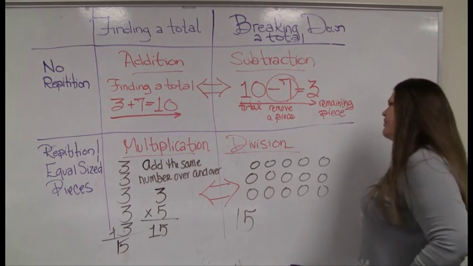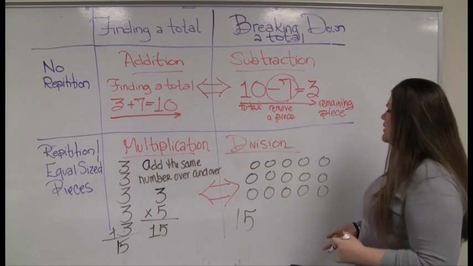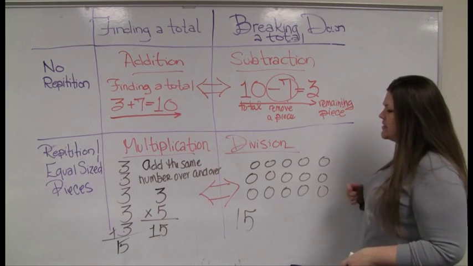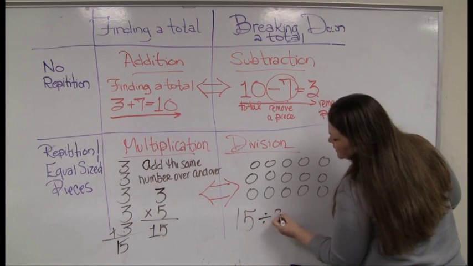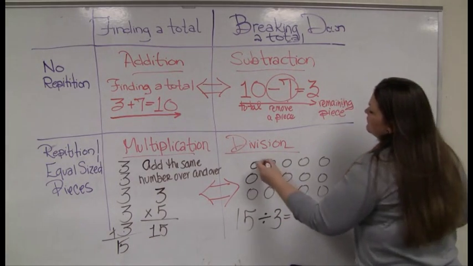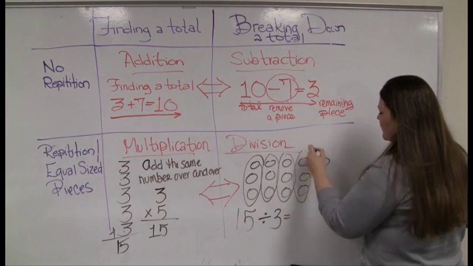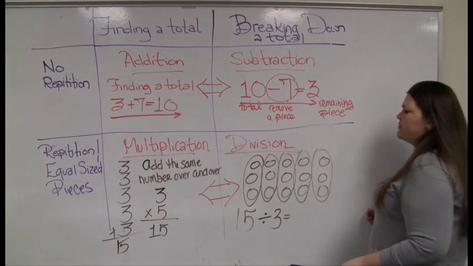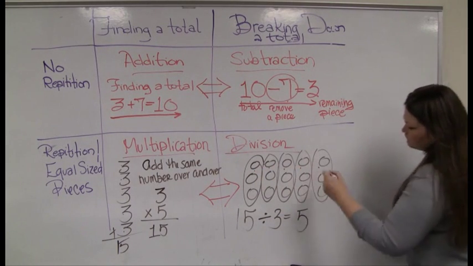In division, what we do is everything is fair in division. We're going to share equally. So basically, we break things into equal size groups. So if I had the problem 15 divided by 3, I'd be asking you to take these 15 pieces and divide it into groups of 3. Then you just ask yourself, well, how many groups did I get? I got 1, 2, 3, 4, 5 groups.